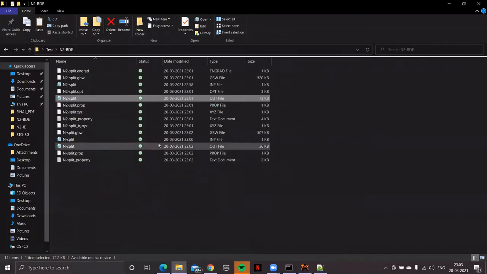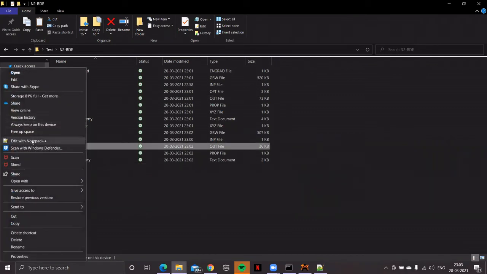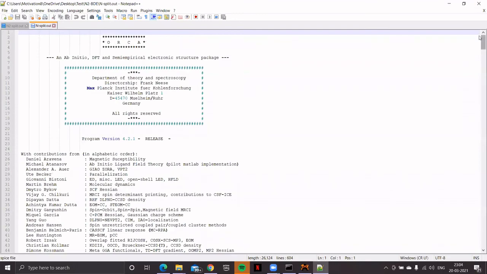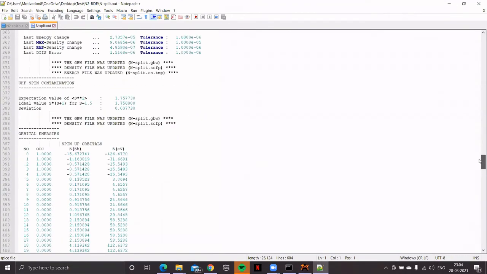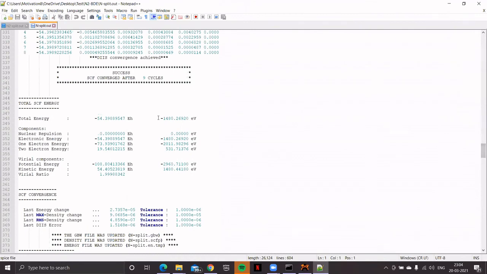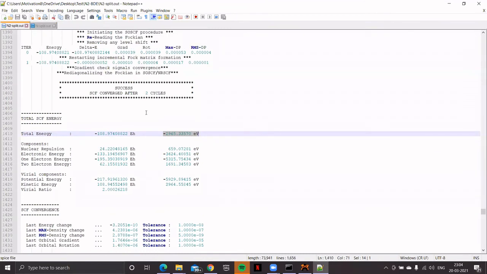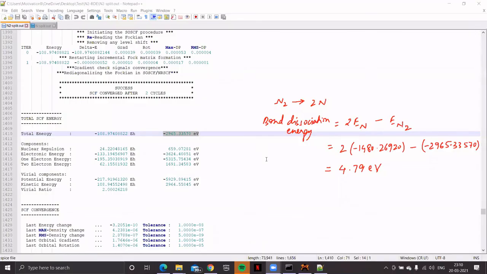So again, go to this and open the nitrogen output file. So that's there, nitrogen output file. Let's again open this in the notepad and let's check the job termination message. Yes, ORCA terminated normally. Scroll upward and that's the energy of the single nitrogen atom. So that's the energy of the single nitrogen atom. That's the energy of the N2 molecule. Let's take the difference and let's try to get the bond dissociative energy. So that's the calculation.